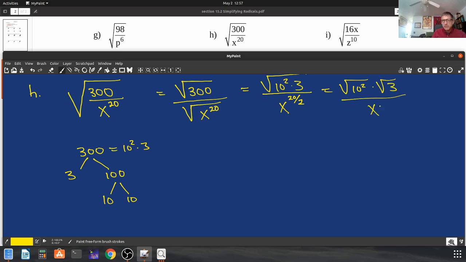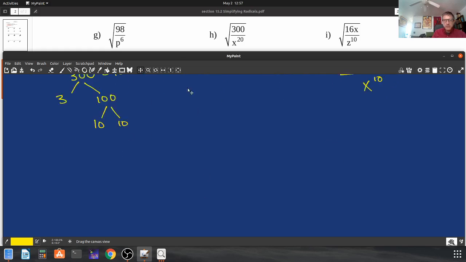20 divided by 2 is 10. So now I'm ready. The square root of 10 squared is 10. The square root of 3 cannot be simplified, 3 is prime. And x to the 10th. I hope if you paused it and worked it out on your own, that's what you got. Now let's do the last one of this video.